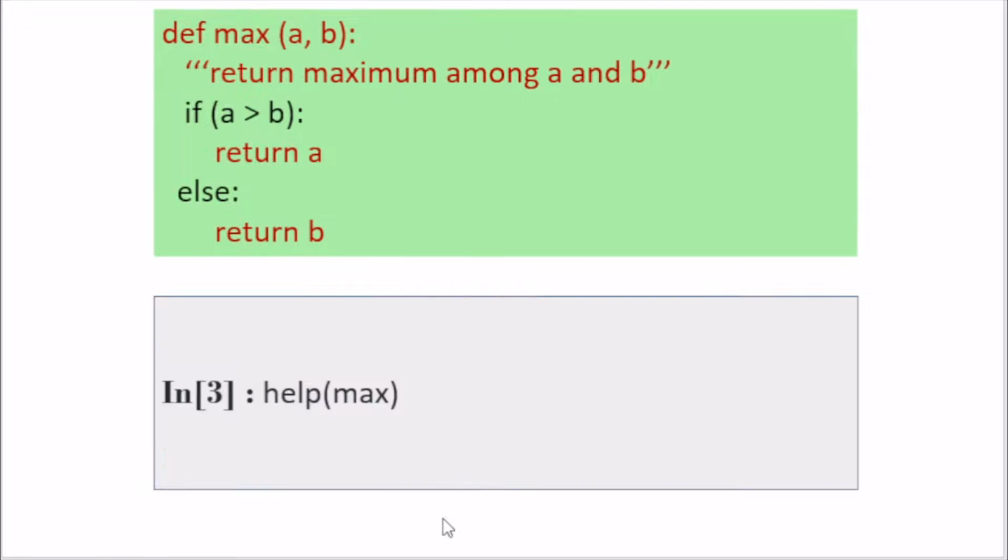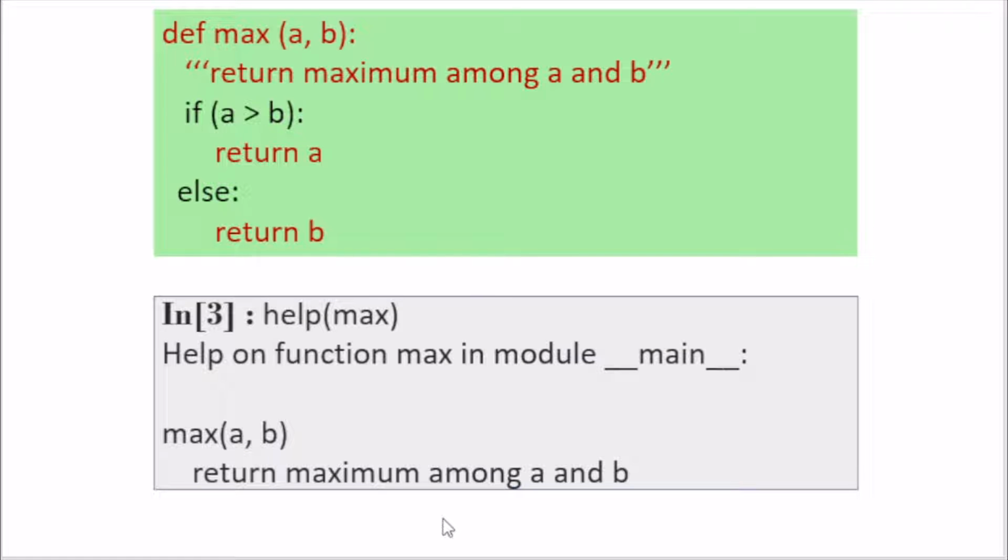Now suppose if I write help of max, okay, after executing this, if I write help of max, my function is going to return that help on function max in module is basically used to return the maximum among a and b. So let us discuss some example, so you will get a clear idea how my function actually works.